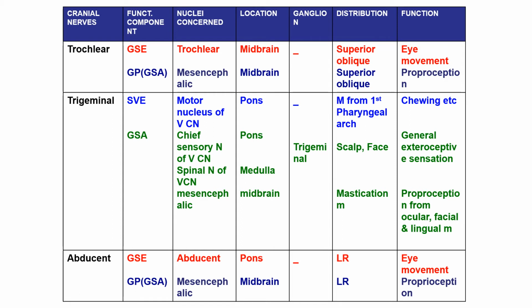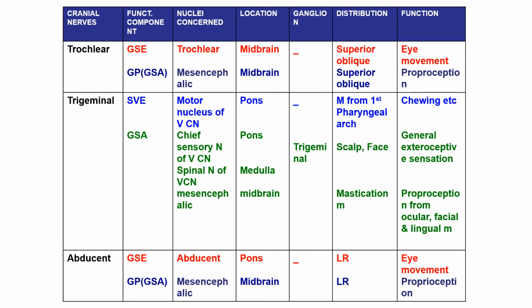The second component of this cranial nerve is the general somatic afferent column. There are three nuclei concerned with the general somatic afferent column. Chief sensory nucleus located in the pons, the spinal nucleus which is located in the medulla extending up to the upper two segments of the spinal cord, and the mesencephalic nucleus which is located in the midbrain. The ganglion concerned with these three nuclei is the trigeminal ganglion.